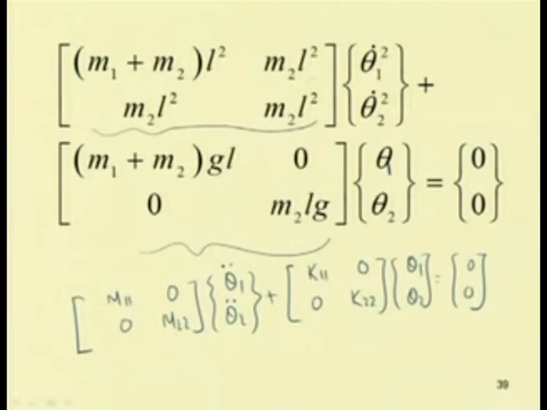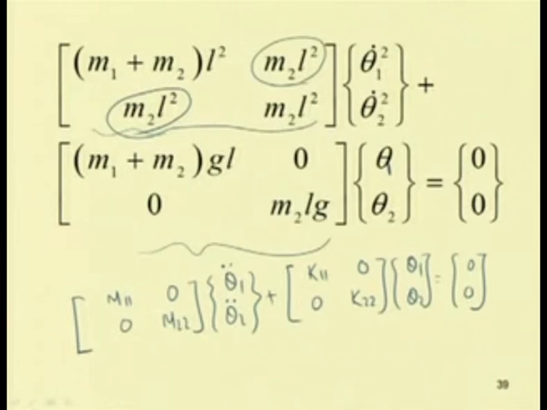So, it is required to write the equation of motion, or to take the coordinate system, in such a way that the off-diagonal terms become 0 or the equation becomes uncoupled. In this case, this term and this term give the coupling for the mass matrix. So, one can decouple those equations by using the modal analysis method.